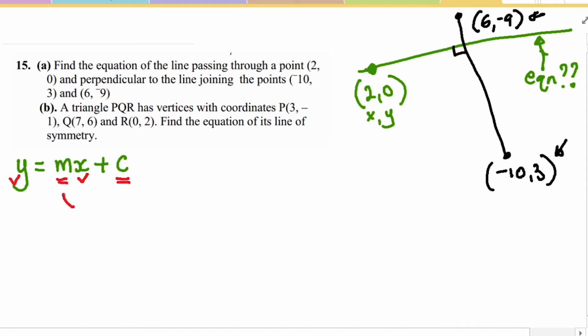Now we can get the value of m, or the gradient of this line. How do we get it? We get a clue of that from the other line, the black line. They're telling us that it is perpendicular to that line.